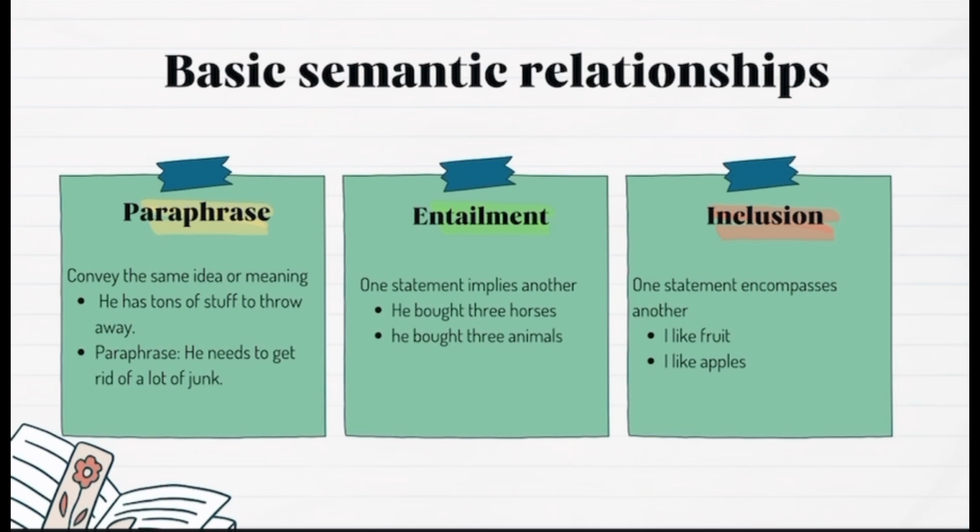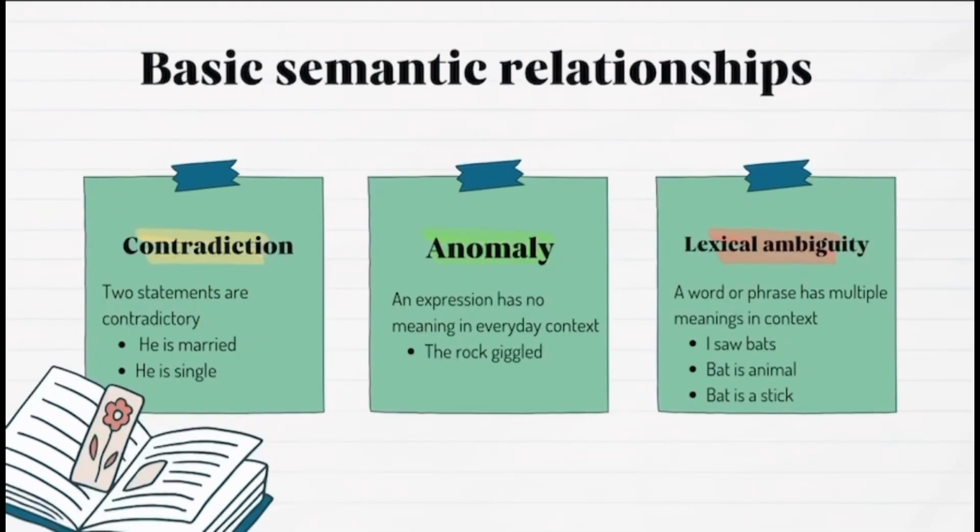Inclusion. One statement encompasses another when the first is broader than the second. For example, I like fruit; I like apples. Contradiction. Two statements are contradictory if they cannot both be true. For example, he is married; he is single. It's not possible. Anomaly. An expression has no meaning in everyday context and violates semantic rules. For example, the rock giggled.